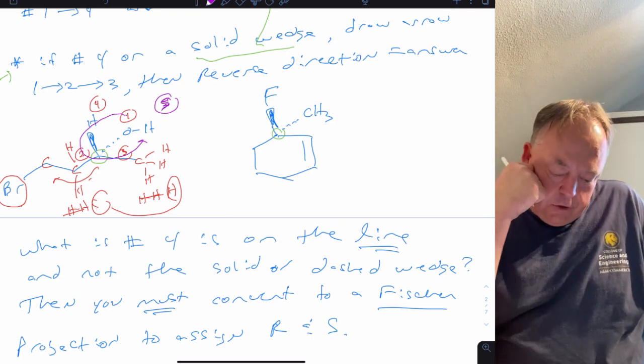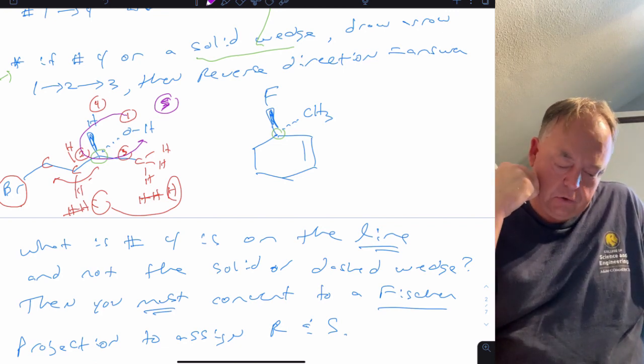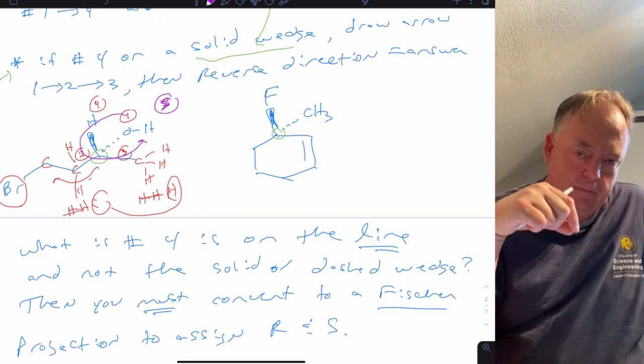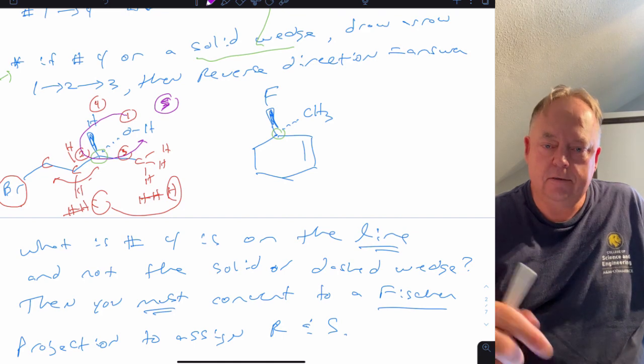We can't name the molecule yet because we haven't looked at how to name alcohols, but at some point we will. So at this point, I wouldn't expect you to know how to name that molecule, but I would expect you to be able to determine if it's R or S.